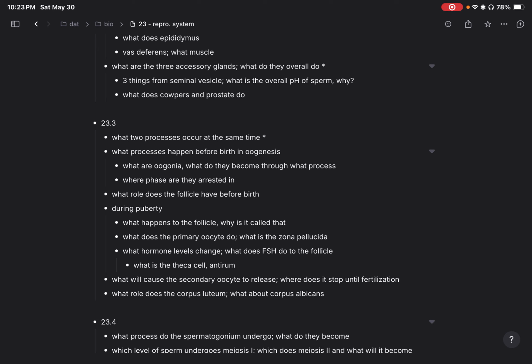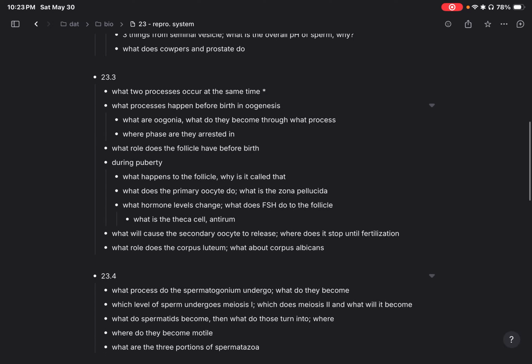Okay, so let's rethink this. Before birth, the oogonia are going to undergo mitosis and become primary oocytes, because the oogonia are precursors. These oocytes are going to be arrested in prophase 1. They start meiosis, but stop in prophase 1. The follicle doesn't do too much. It's just composed of granulosa cells, and it's just there. Now during puberty, the follicle is going to grow and develop into a mature follicle.